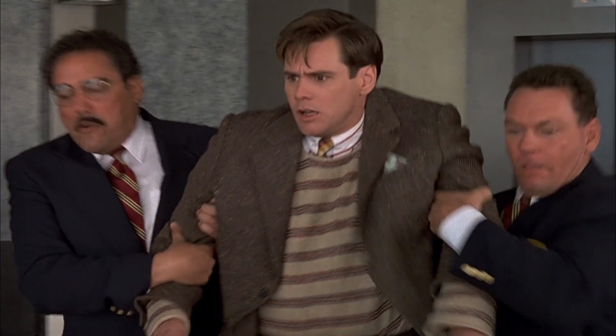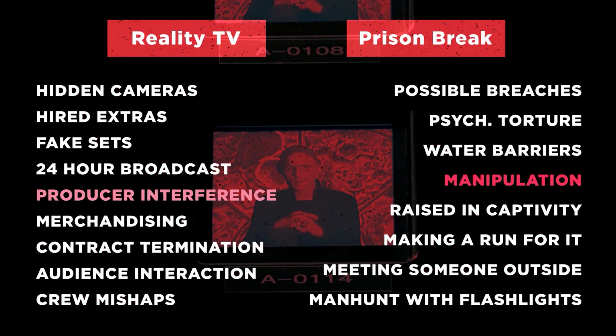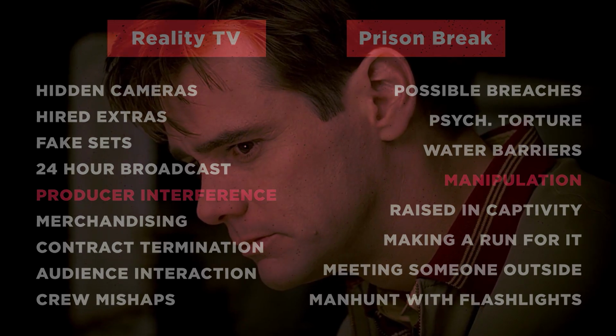This serves as one of the seeds for Truman's paranoia. Manipulation plus producer interference. When Truman is sure that his life is a lie, the show's producer, Christoph, steps in to keep him from trying to escape.